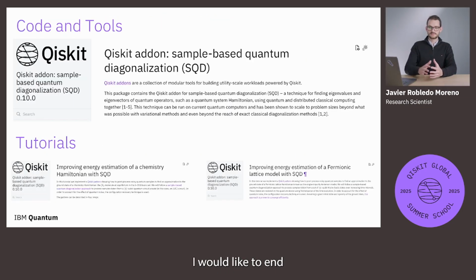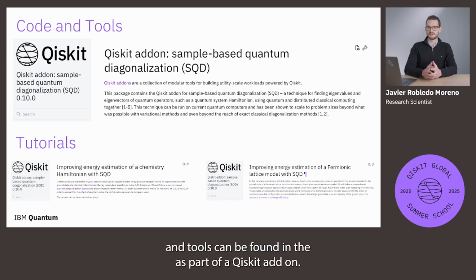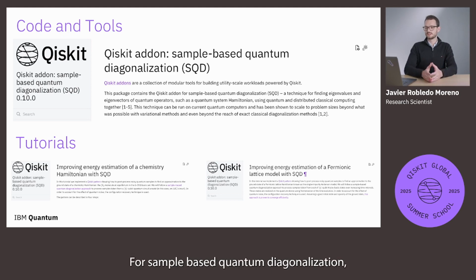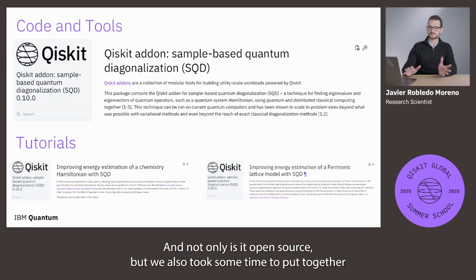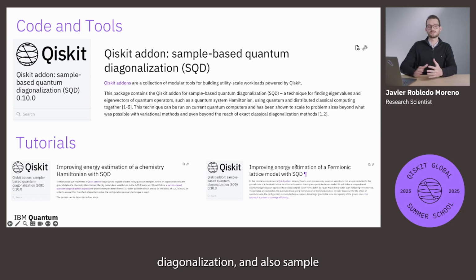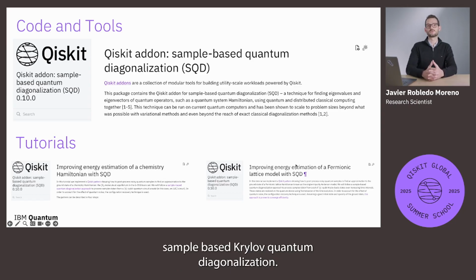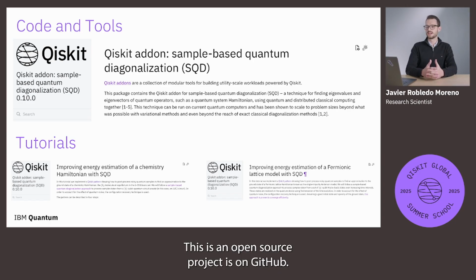I would like to end this presentation by highlighting that all of the codes and tools can be found as part of the Qiskit add-on for sample-based quantum diagonalization. Everything is open source, so you can take a look at the code. And not only is it open source, but we also took some time to put together some tutorials to show you how to run sample-based quantum diagonalization and also sample-based Krylov quantum diagonalization. As I mentioned before, this is an open source project. It's on GitHub, so you can request extra features and so on.